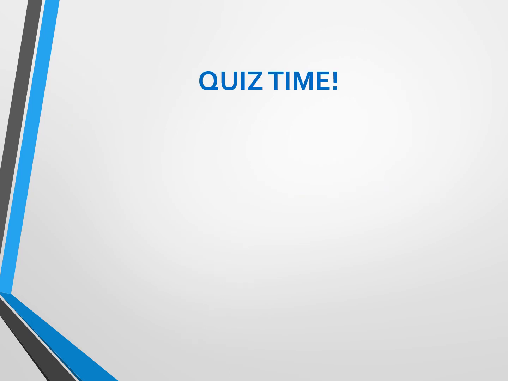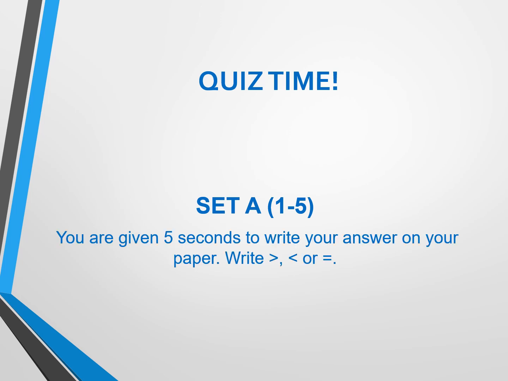It's quiz time! You are given two types of tests, set A and set B. In set A, composed of 1 to 5 questions, you are given 5 seconds to write your answer on your paper. To prepare your materials, so write greater than, less than, or equal sign. Are you ready? Let's begin.